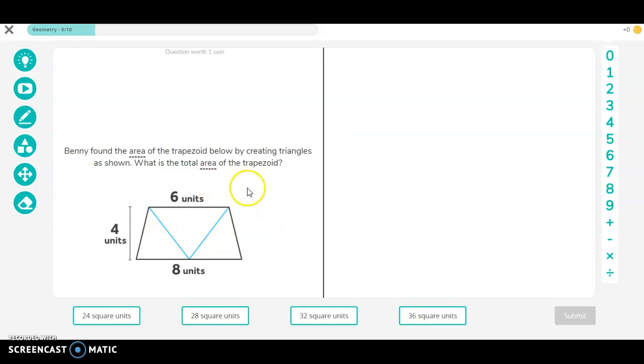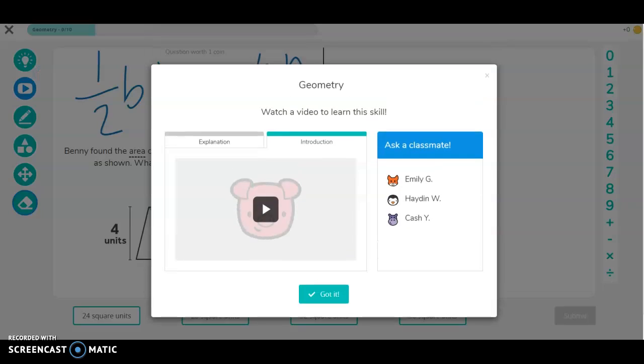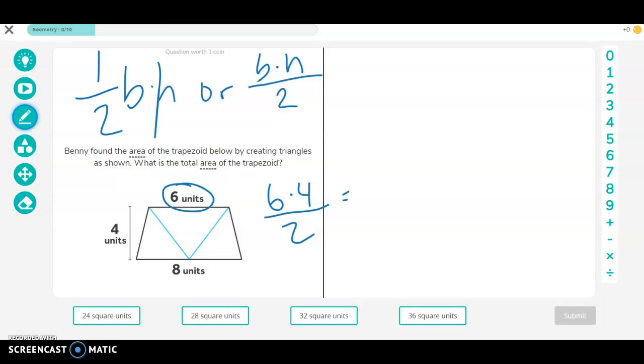But we have 3 triangles here, and we know that the area of a triangle is 1/2 base times height, or base times height divided by 2. Okay, so let's look at this middle triangle. We have base being 6, and we know the height of this whole thing is 4. So we have 6 times 4 divided by 2. So we get 24 divided by 2, which is 12 units.